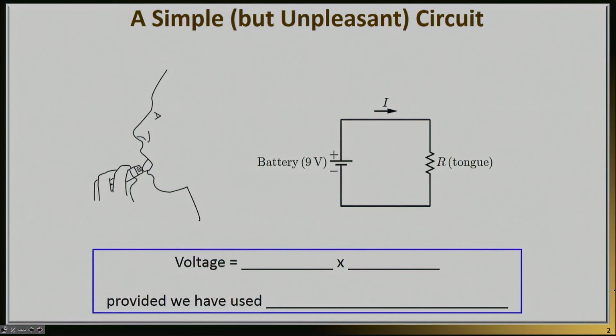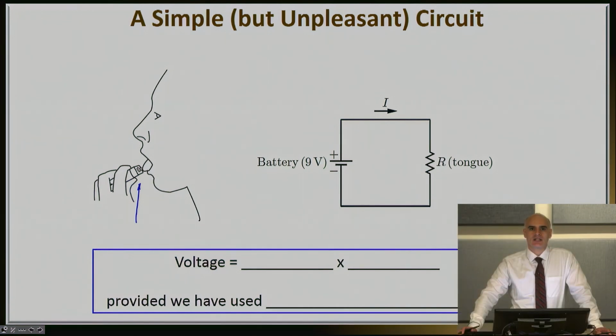So let's suppose that you pick up a battery. In this particular case, I am assuming you're picking up a 9-volt battery, and you go ahead and you touch the battery to your tongue, such that current can flow from one end of the battery to the other end of the battery through your tongue.